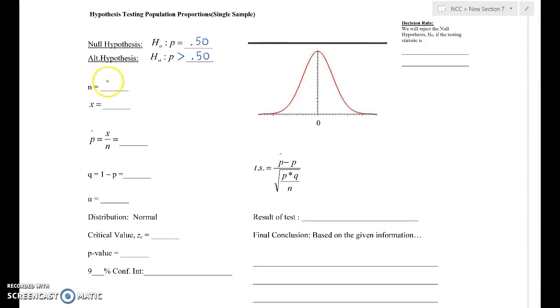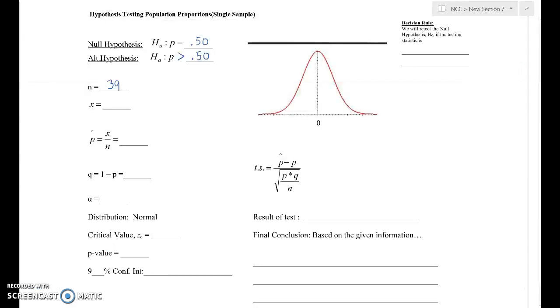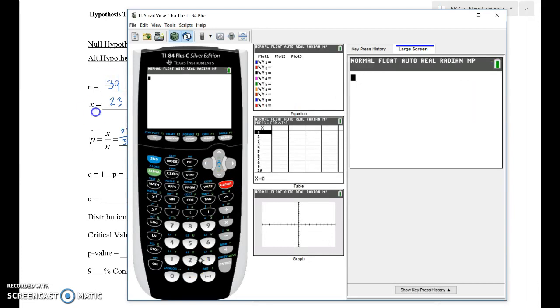All right, so the n, there were 39 women. Now x is the number of women that showed the trait, which in this case is improvement. Now, I've counted them up. If you go over here and count up these I's, there are 23 of them. So 23 of the 39 exhibited an improvement. That gets me p hat. 23 out of 39. And I believe I already did this in my calculator. Clear this all in. 23 out of 39.